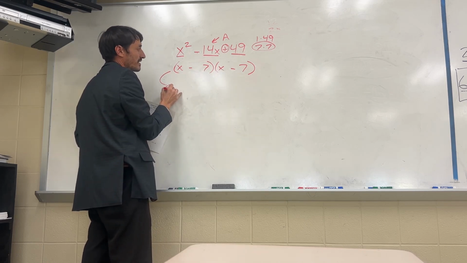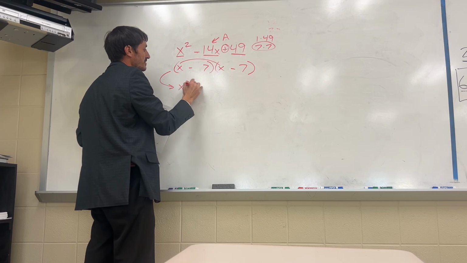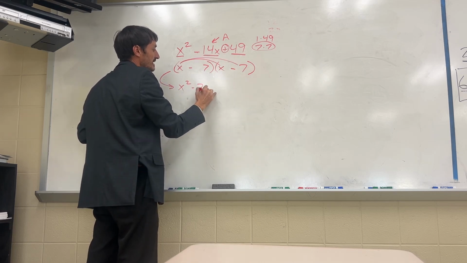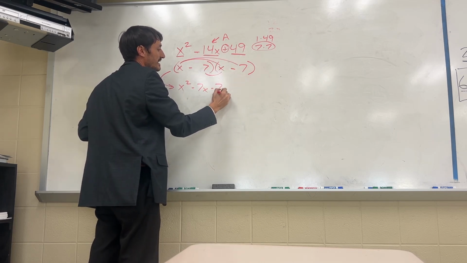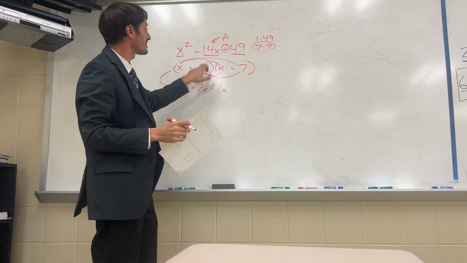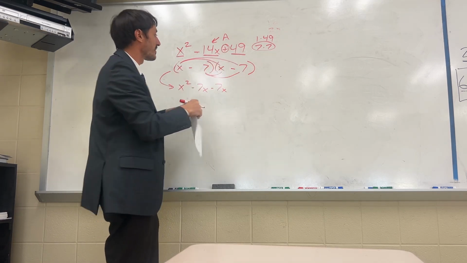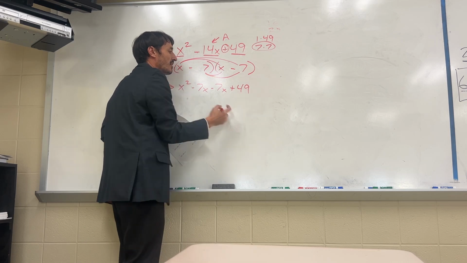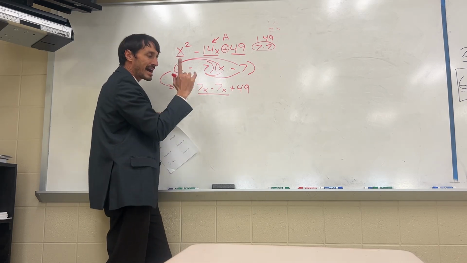Don't forget to check your answer. X times x is x squared. X times negative 7 is negative 7x. Negative 7 times x, so again, negative 7x. And here it is. This is what makes the problem make sense. Negative 7 times negative 7 is why we get the positive 49 on the end. And also because they're both negative, that's why we're adding in the middle.